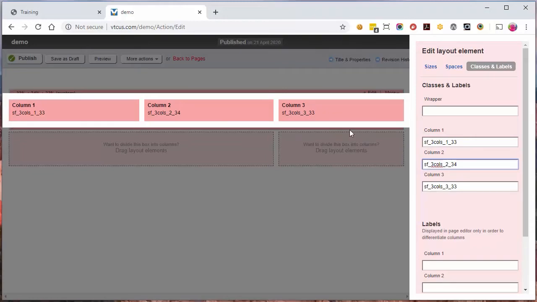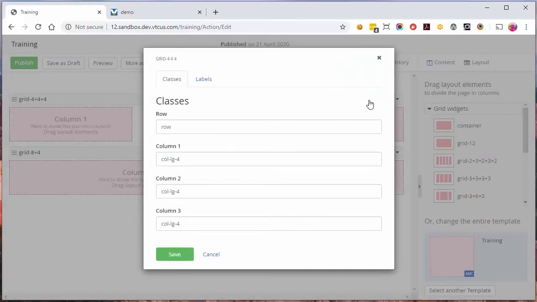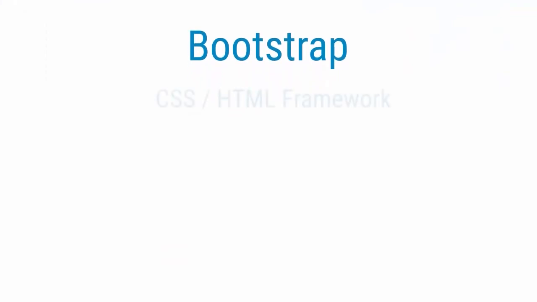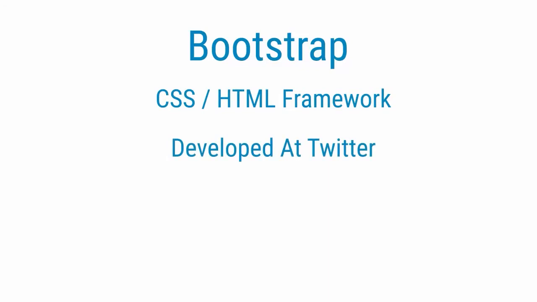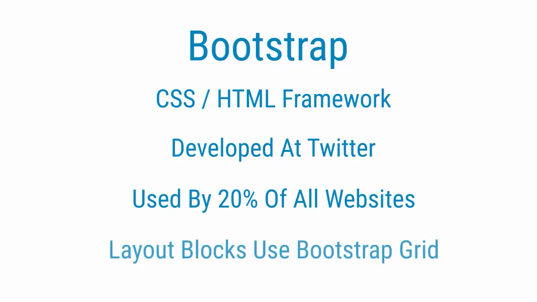layout blocks. Looking at the new layout blocks, when you hit Edit, you see a simplified interface. There's no place to enter those numerical values for spacing, just fields to add CSS. Why is this? Because the new layout blocks are based on Bootstrap. So what is Bootstrap? It's a CSS HTML framework that was developed at Twitter and is now used by about 20% of all websites. What's important to us here is how the Bootstrap grid works with the new layout blocks.